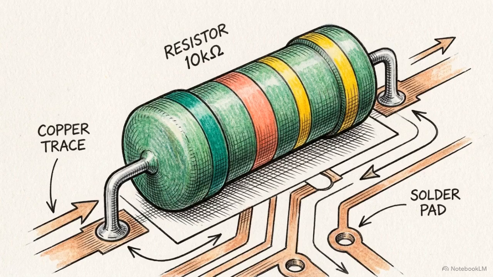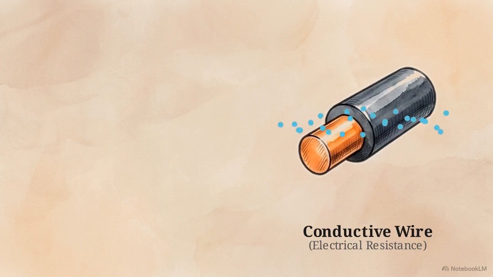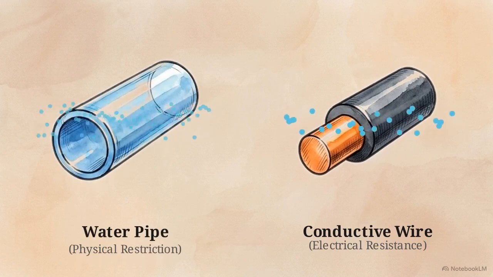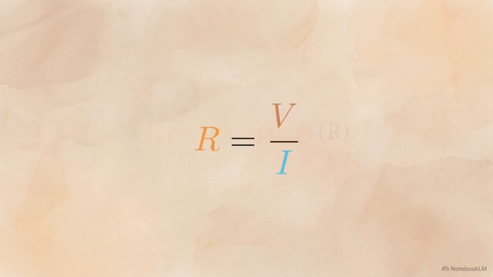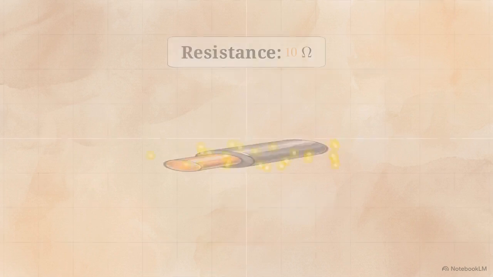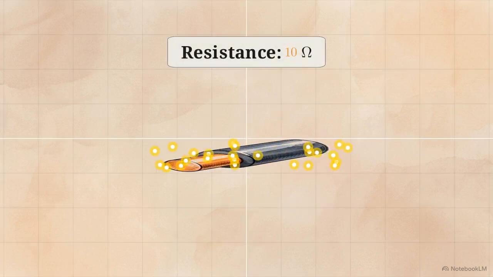But to understand the behavior of the whole system, we need to look at how the physical components themselves interfere with that flow. A wire doesn't let current flow perfectly freely. Just like a narrow pipe restricts water, a conductive material restricts the flow of electrons. This restriction is resistance, and Ohm's law defines it as the ratio of voltage to current. The physical shape of the wire directly controls this resistance.